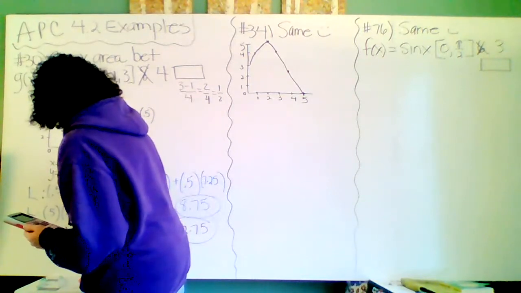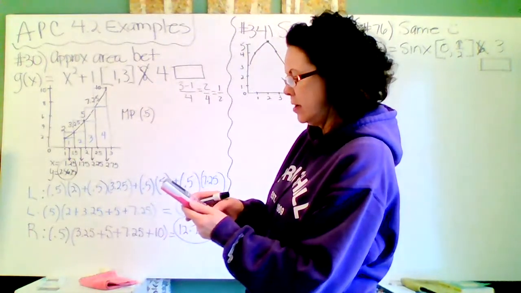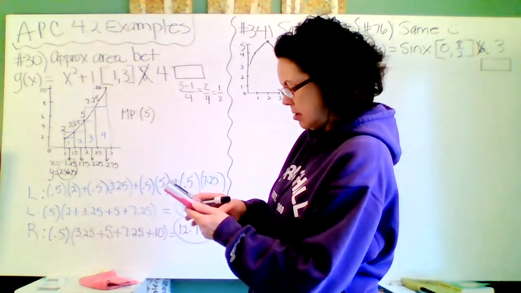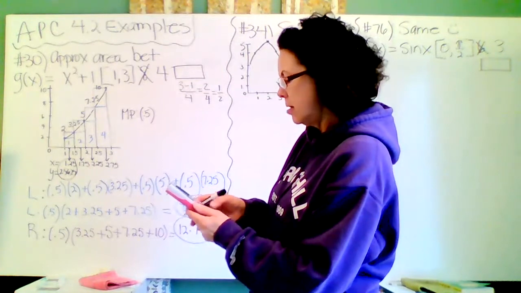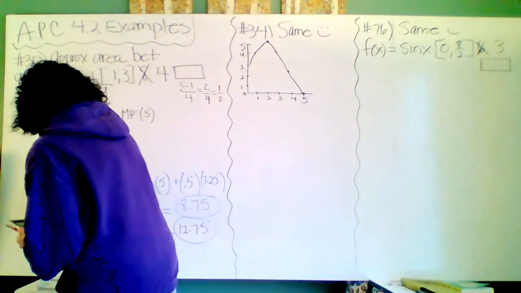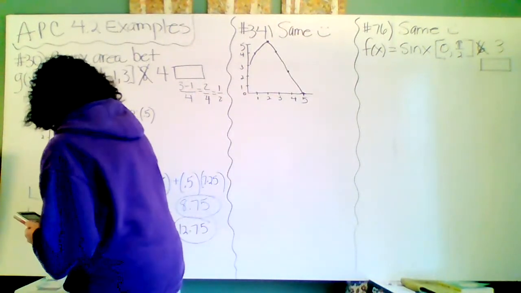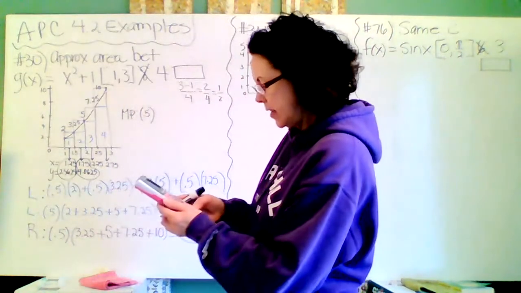Okay. Piece of data right there. 1.75 plus 1. 4.0625. There we go. There's the height that goes with the x of 1.75.